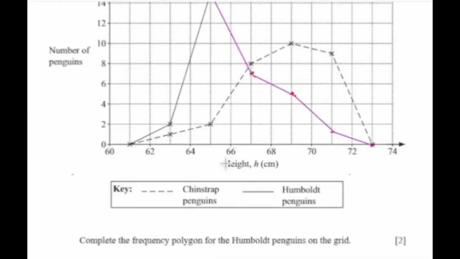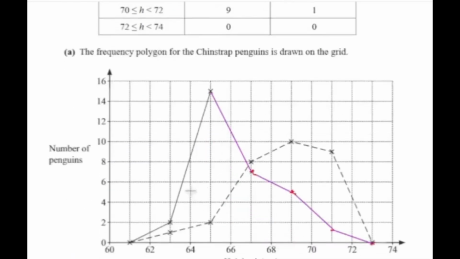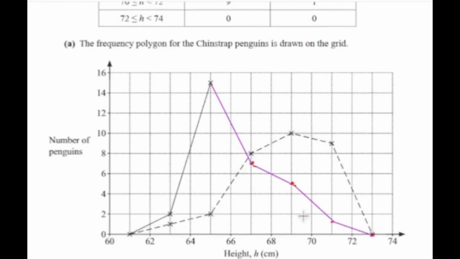So let's look at it. We see that this is the Chinchilla penguins, this is the Humboldt penguins. Merely looking at the frequency table, we see that more of the Chinchilla penguins are in the higher height range. Between 64 centimeters to 66 centimeters, we have Humboldt penguins 15. This one is just 2. And as the height range increases, we see clearly from the table that the Chinchilla penguins are taller generally. If you also come to the frequency polygons, the same thing is captured here. So we take that as true.